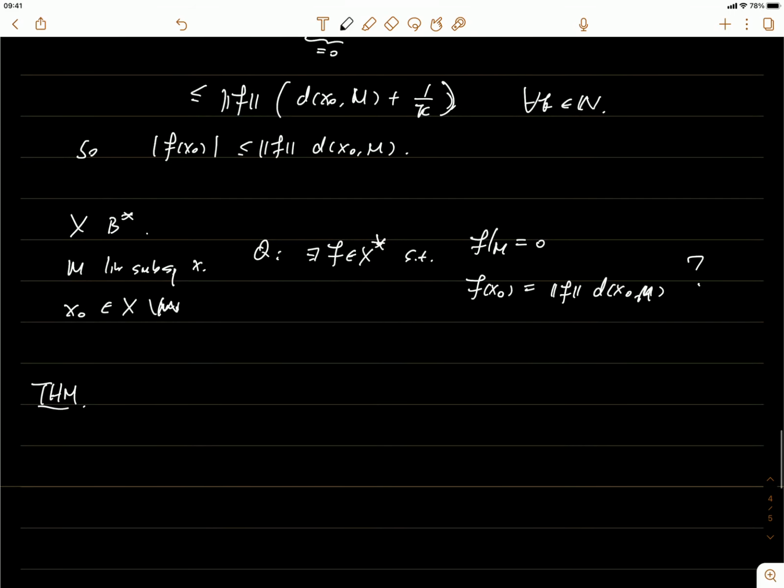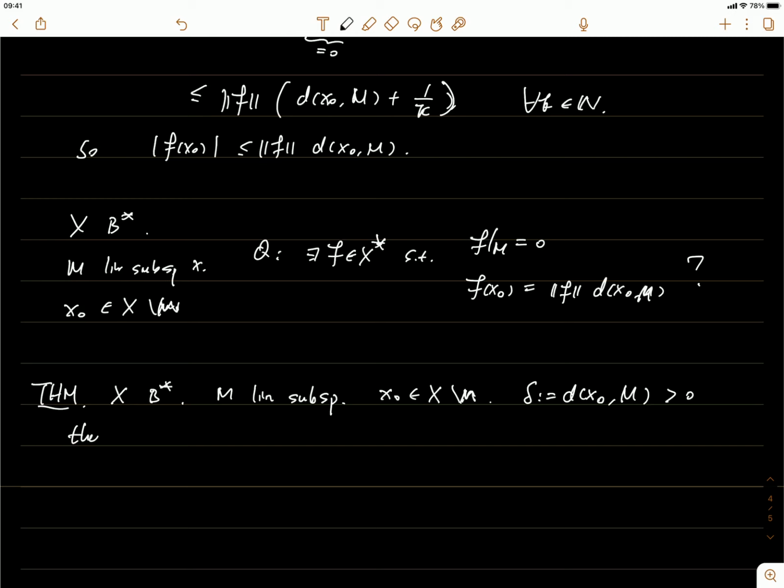So the theorem is just what we're trying to say. X is a B star space, M is a linear subspace, and x naught is in X but not in M. We're going to define delta to be the distance between x naught and this M, which is positive.